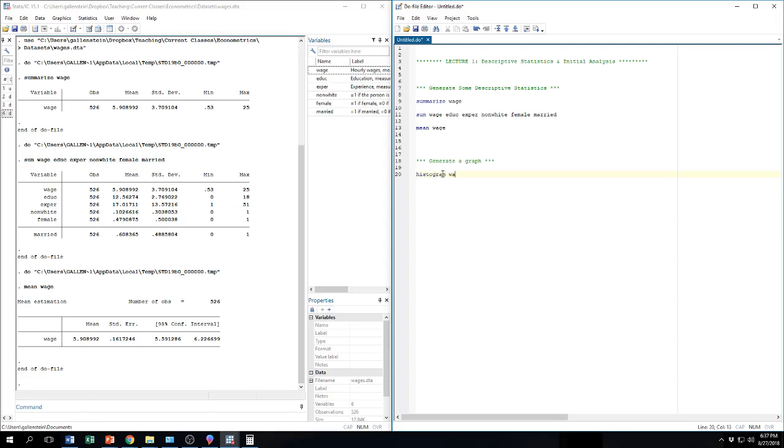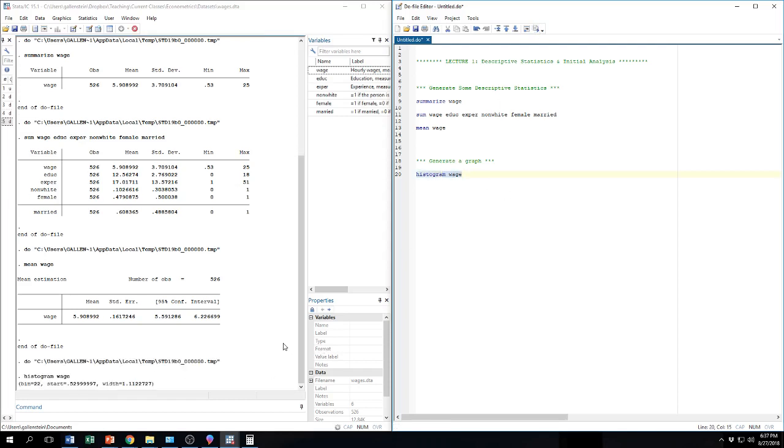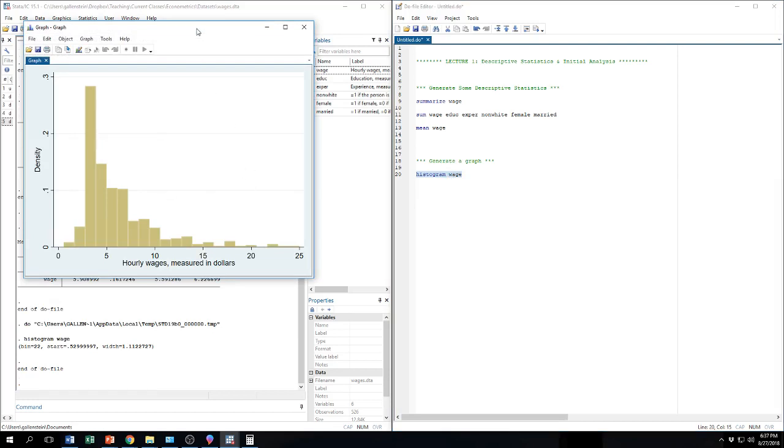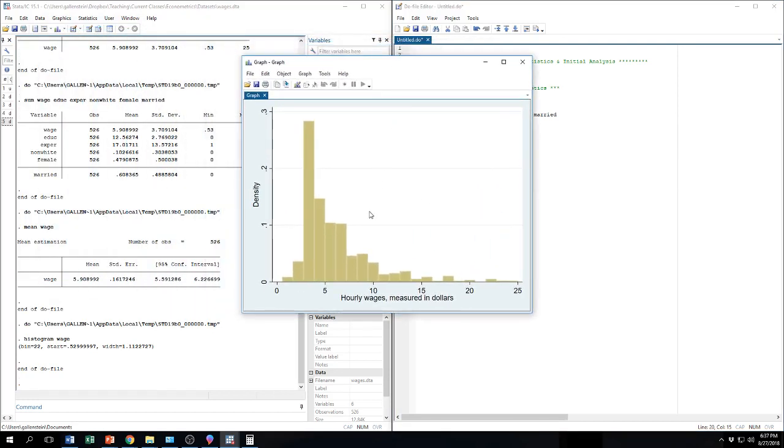So let's generate a histogram of our wages. This will give us how frequently the different wage values occur within the data. So let's look at that. This is kind of an observational distribution, or an observational probability density function. It kind of gives us an idea of how wages are distributed. There's very few people that have a very high wage. Very few people have a wage of 25. Nobody has a wage of 0. Most of our people have wages right around 3.